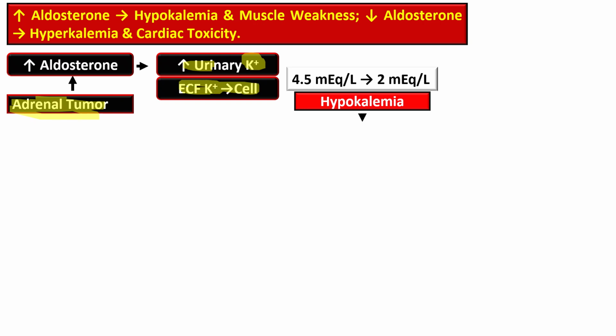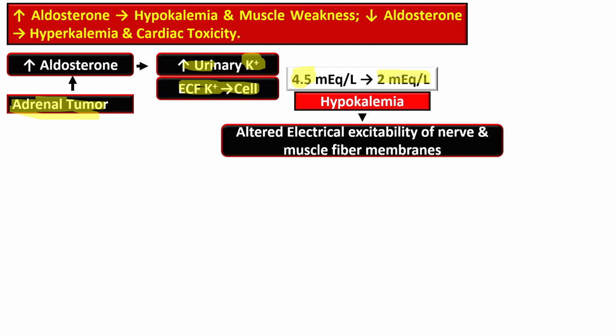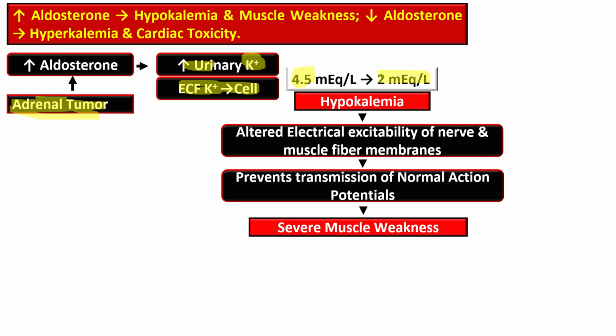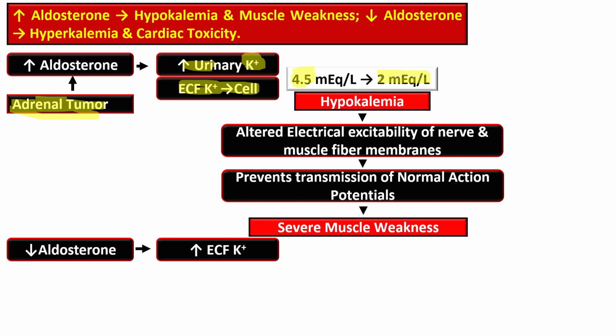and with the loss there is also a shift of the potassium from the extracellular fluid to the cell, and this will lead to a decrease in extracellular fluid potassium concentration that may go down to 2 milliequivalent per liter. So normally the concentration is about 4.5 milliequivalent. If it is below 3.5 milliequivalent, it is termed hypokalemia, and it is due to increased excretion of the potassium in the urine and shifting of the potassium into the cell. So there will be altered electrical excitability of the nerve and muscle fiber membrane, and that prevents the transmission of normal action potential. And there is also severe muscle weakness, fatigue, cardiac arrhythmia, and suppressed reflexes may occur.